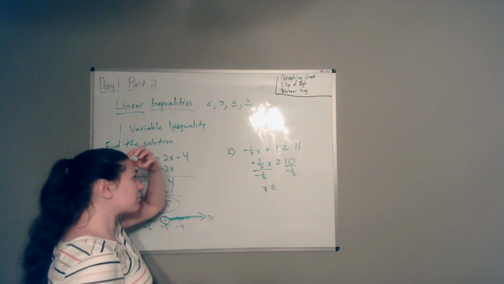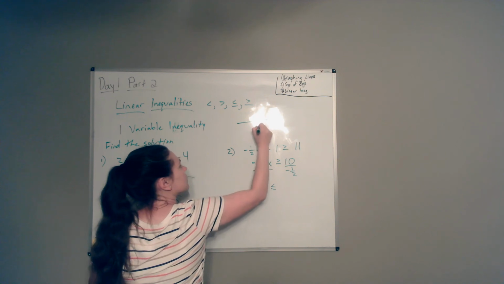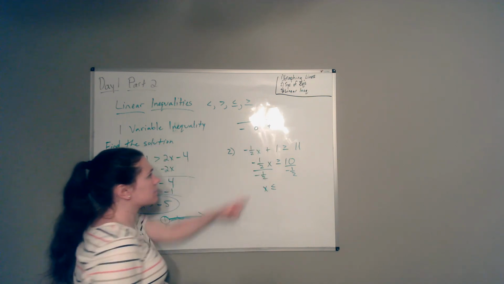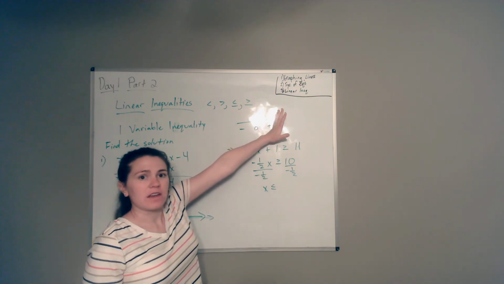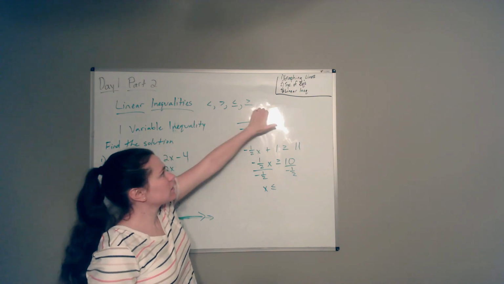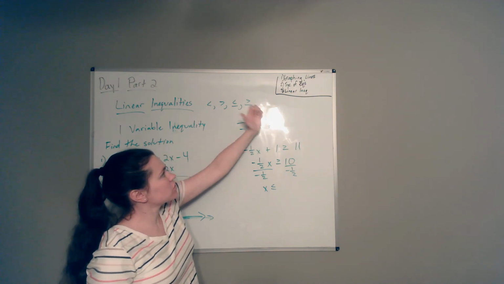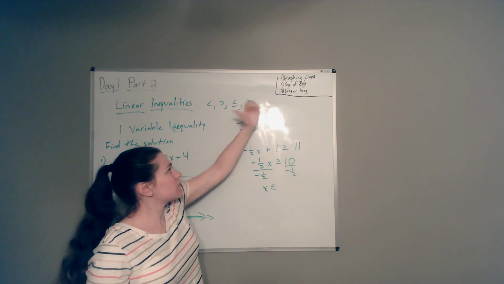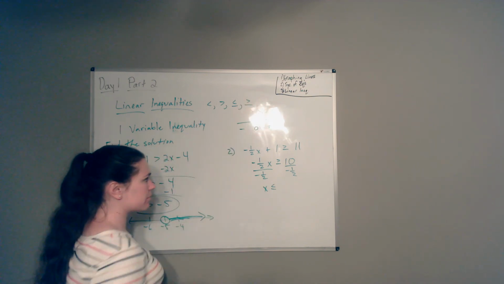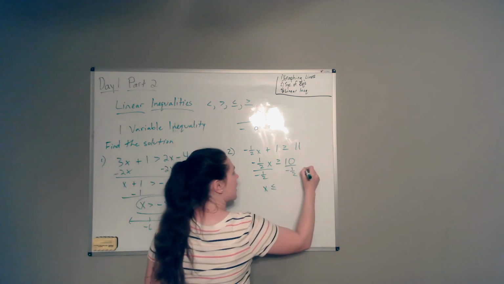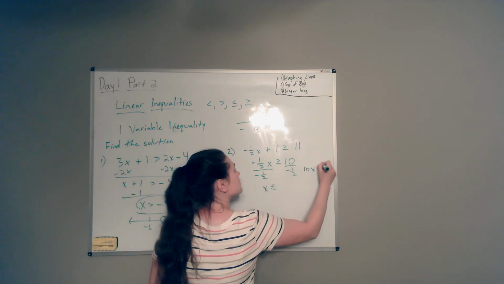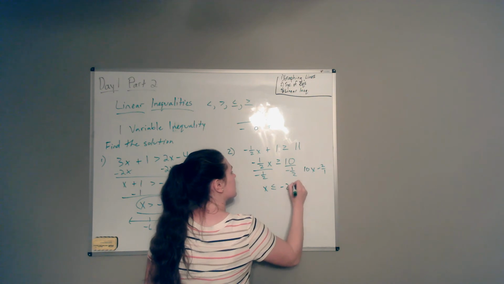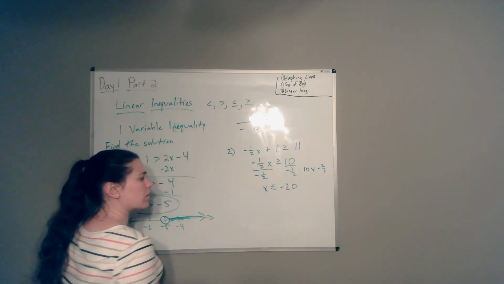That's because on a number line, if you think of a number line, to the right is positive, and if you're changing sign, you're going from this direction to this direction. So you're going from saying, let's say greater than, to saying less than. That's why we flip the sign there. 10 divided by -1/2 is the same as 10 times -2/1. So this is going to be x is less than or equal to -20.